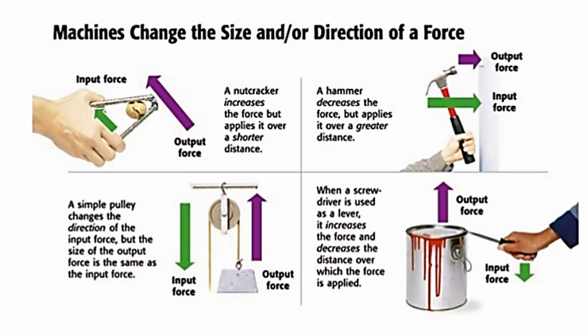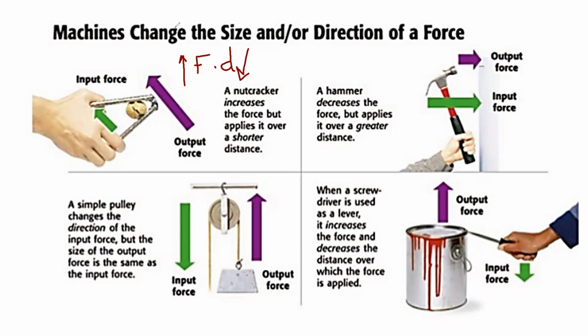Because imagine now you want to cut it by your hand. You will apply a greater force to cut it. But when you use this machine, this nutcracker, you will increase the force. Since it increased the force, the distance will be short. Like we said before, here we have force times distance. So since it increased the magnitude of the force, we will have a shorter distance.